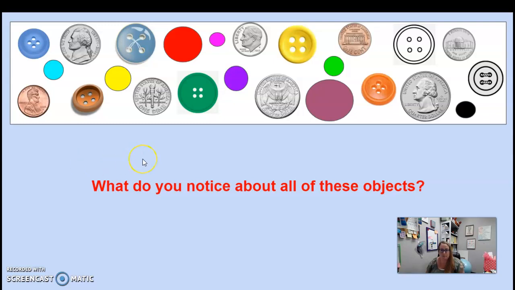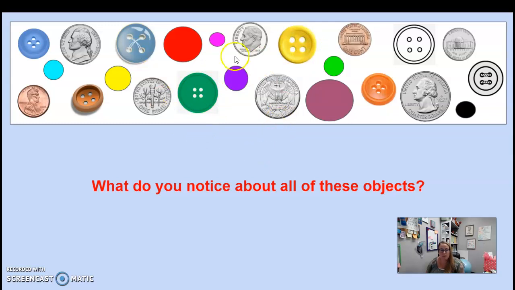Ooh, I see some people also. There's a person, there's a person, there's a person. What else do you see? I agree. I see some circles. There's a circle, there's a circle, there's a circle, there's a circle. What else do you see? I see some buttons also. There's a button and there's a button.